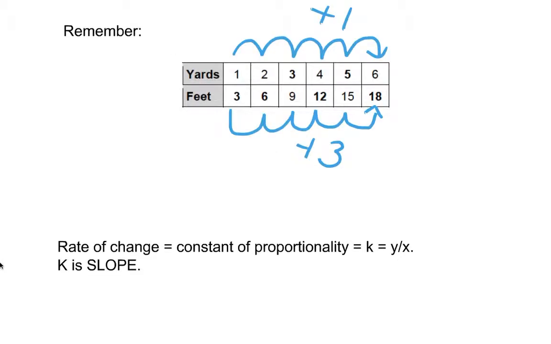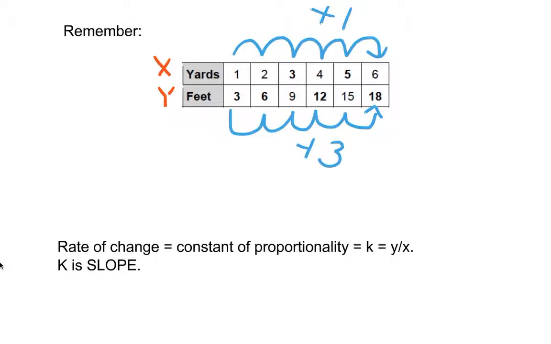Here's an example of something we've already done. Again, please remember that the rate of change equals the constant of proportionality, which in essence, again, is finding k. And k is called the slope. So in the example, as you see, we have x and y values. Y is feet, and x is represented by yards. So just like we did in lesson 3.1, we are finding the rate of change.